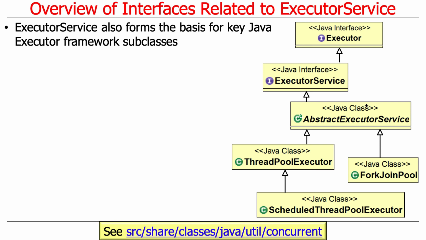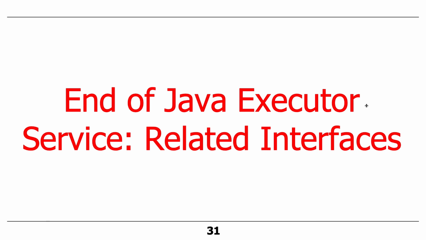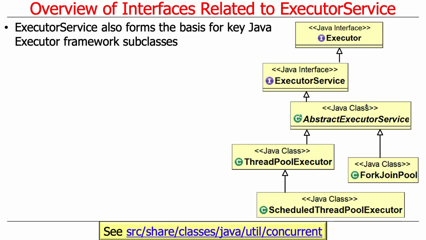The executor service also forms the basis for a bunch of other cool things in the Java Executor framework. So in particular, there's something called the thread pool executor, which is used to implement a lot of those predefined thread pools like fixed thread pool and cached thread pool. There's something called the fork join pool, which is used to implement the work stealing pools. There's a scheduled thread pool executor. And all of these things indirectly implement the executor service interface, although they do it by extending something called the abstract executor service class. And we'll take a look at that later.